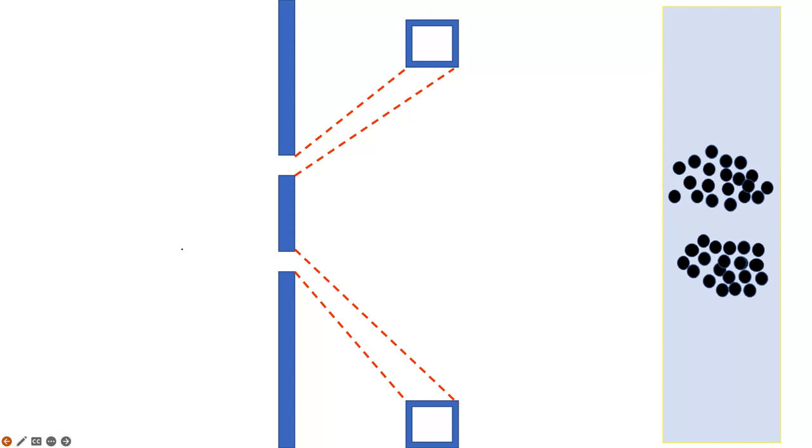Why did the photon behave like a wave when we didn't observe it and like a particle when we observed it? There are many explanations, but no one knows for sure, and this experiment remains one of the biggest mysteries in quantum mechanics and science as a whole.